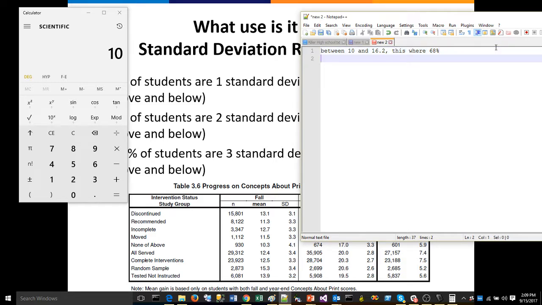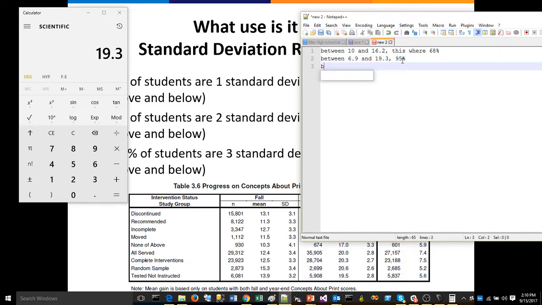All right. So now, if I subtract another 3.1 from 10, so between, let's see, 6.9, and if I add another 3.1 to 16.2, 19.3, this range of scores from Concepts About Print, from 6.9 to 19.3, this would encompass 95% of our kids.